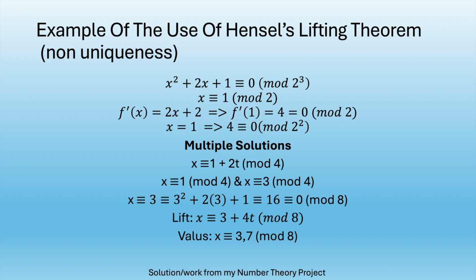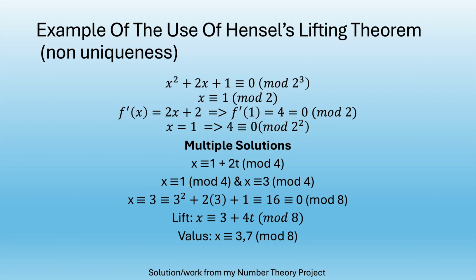It wasn't too difficult, nor was it too easy, where it was enough leveling. So we started off with x to the power of 2 plus 2x plus 1 is equivalent to 0 mod 2 to the power of 3. So 2 to the power of 3 shows the lifting part. So that's not too bad. Afterwards, we bring it down, and we get x is equivalent to 1 mod 2.